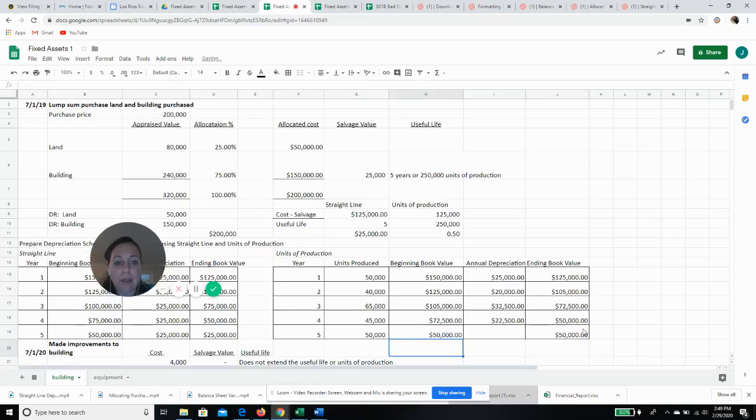Finally, in year 5, we are going to produce 50,000 units times our annual depreciation rate of 50 cents per unit, and we get annual depreciation in year 5 of $25,000. Our ending book value at the end of 5 years, and after we have produced all 250,000 units, that was our expected useful life, our ending book value will be 25,000, which is equal to our salvage value, what we think we can get for this asset when we're done with it.